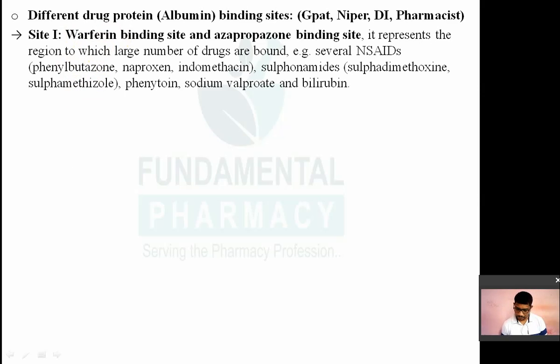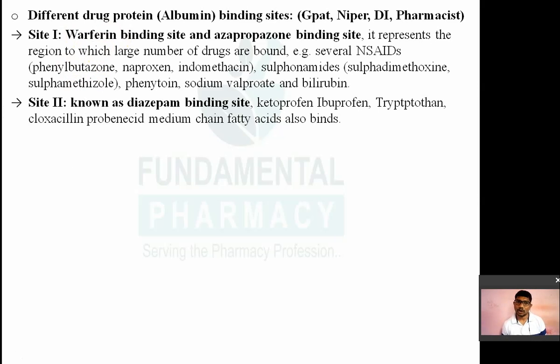Now we will see the second site available for binding to albumin. Site second of albumin is known as the diazepam binding site. Drugs like diazepam, ketoprofen, ibuprofen, tryptophan, cloxacillin, probenecid, and medium chain fatty acids also bind to site second of albumin. So this is important: site first is known as the warfarin binding site and azapropazone binding site. A question has already come on this. Site second is known as the diazepam binding site. A question has come on this too.